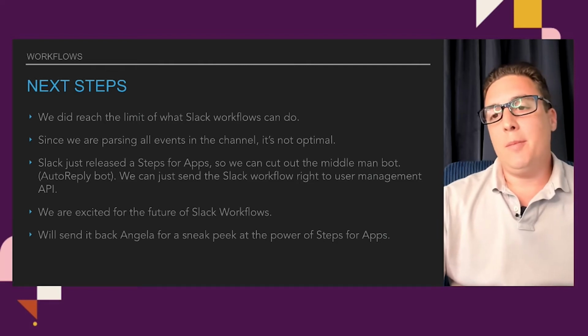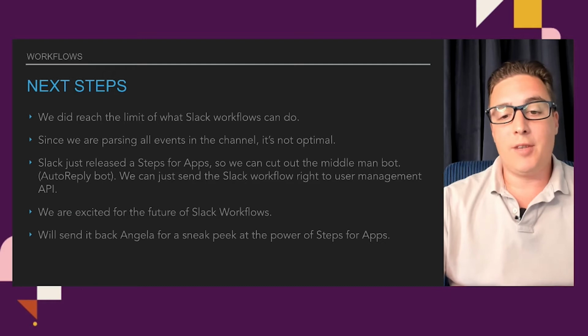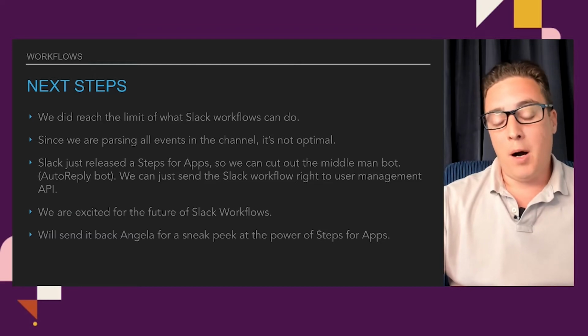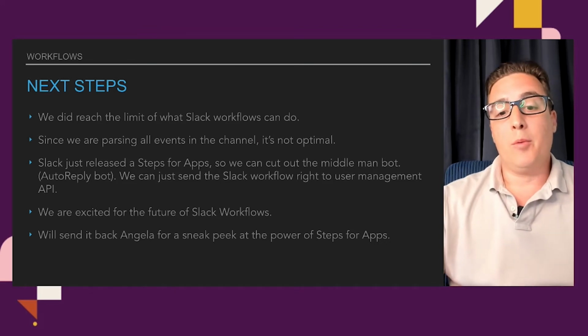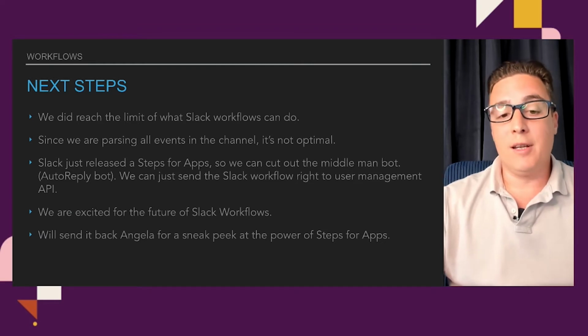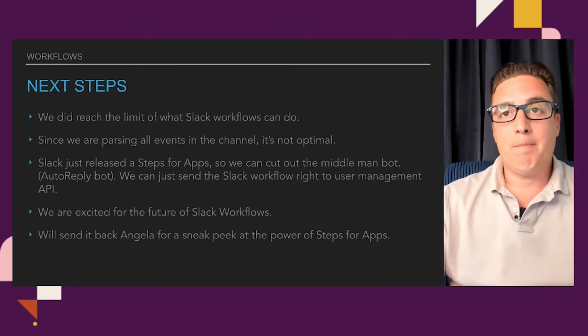But we did kind of reach the limits of what Slack workflows can do. Since we're parsing all the events in the channel, it's not optimal. Slack did just release steps for apps, which is basically going to be able to cut out our middleman bot. So instead of the auto reply bot parsing the specific events, we can have the workflow send right to our other API, which processes the user. Which should be nice because this auto reply bot is processing events in a ton of different rooms. So it's totally not the perfect scenario, but we're excited for steps for apps, and we're excited for Slack workflows to continue. So I'm going to send it back to Angela so she can talk a little bit more about steps for apps. Thanks, Joe.